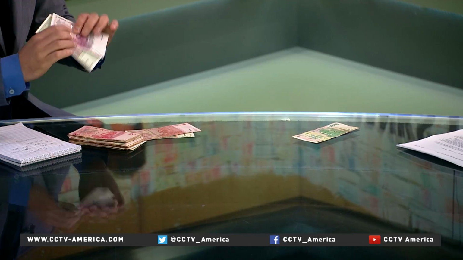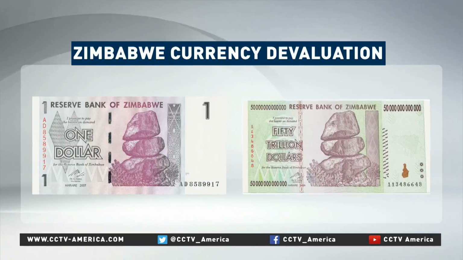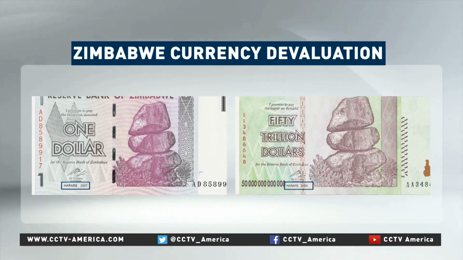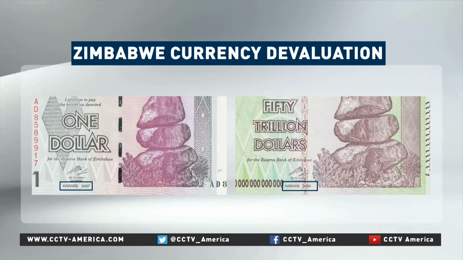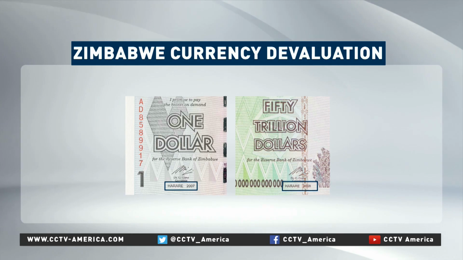And there's two in particular that I want to show you, Phil, and we've made a graphic for our viewers at home. The difference between the $1 and the $50 trillion. You can see it on your screen right there. Look at the difference in the years. 2007 for the $1, 2008 for the $50 trillion.